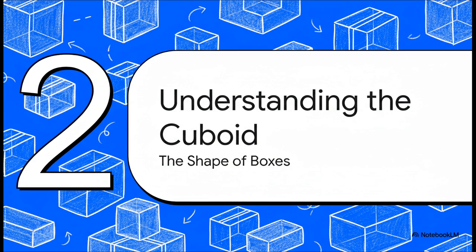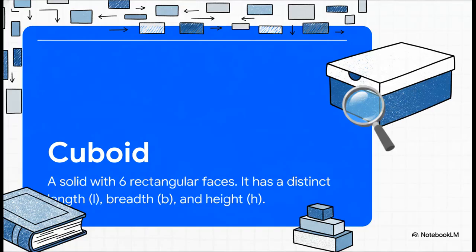Now let's move on to its close cousin, the cuboid. And trust me, this shape is everywhere. Think about it. Your phone, a shoebox, a textbook, a closet, they're all cuboids. So what makes a cuboid different from a cube?